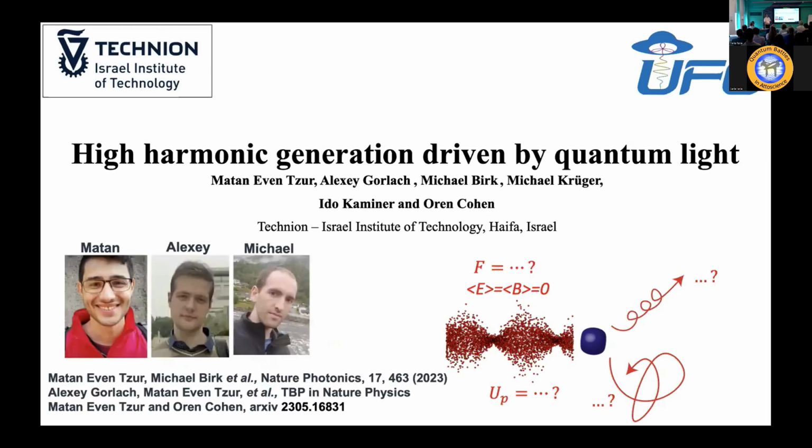This work is really done by a wonderful trio, three students. Matan Evan-Tsur is my PhD student. Alexei Gorlach is PhD student of my colleague Ido Kaminer. And Michael is a student of both of us. We also collaborate with Michael Kruger, who is also here. These are the authors that did the work presented here, but now we collaborate also with my colleague, former student Pavel Sidorenko, and also with Misha and Olga and others.